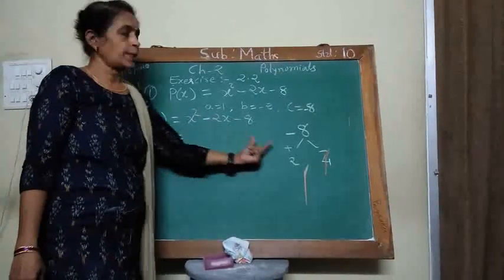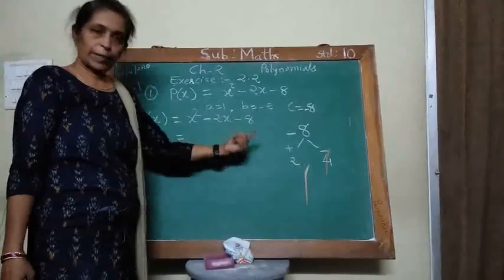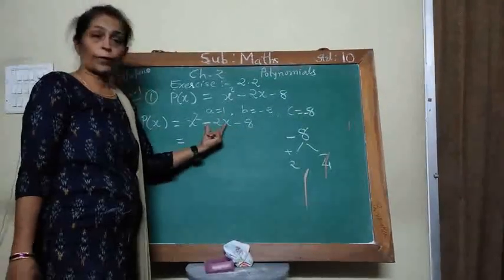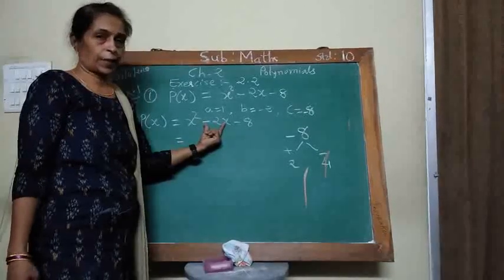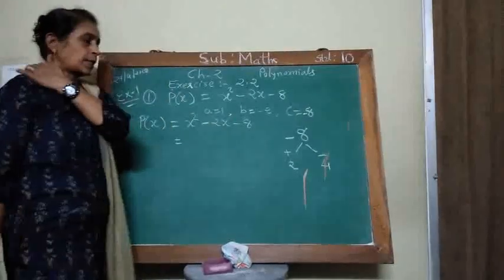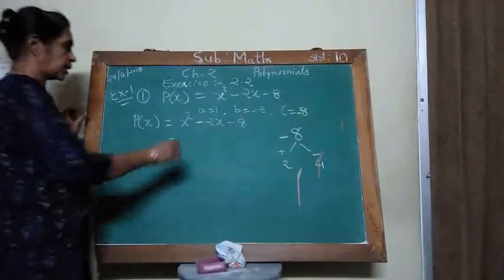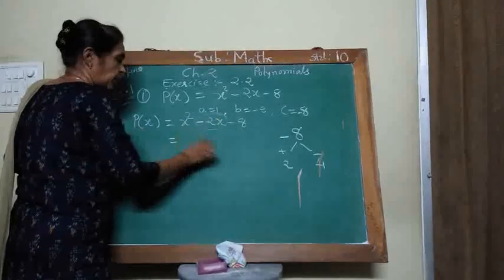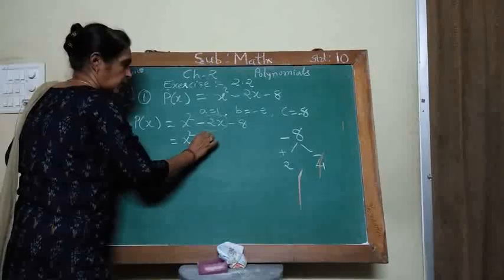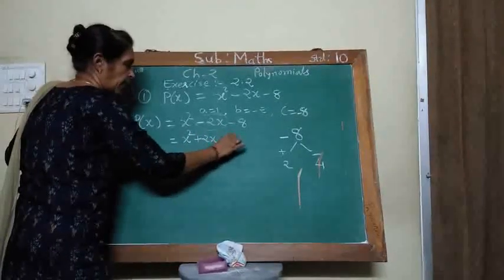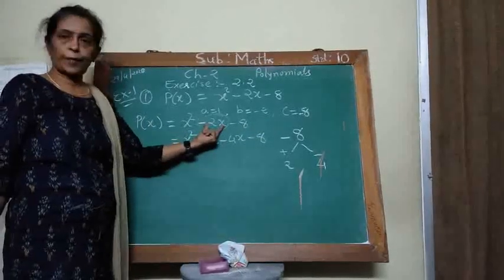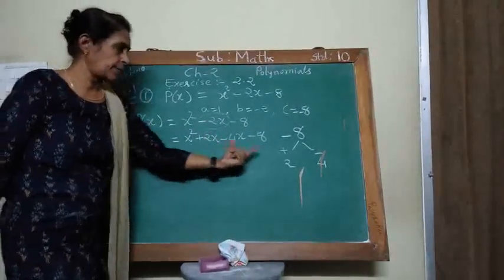So both conditions are satisfied. 8 and 1 is also there; 8 into minus 1 is minus 8, but we don't get minus by addition or subtraction. So be careful: 4 and 2 give 8, minus 4 plus 2 is minus 2, the middle term. So I replace minus 2x by taking these 2 terms: x square plus 2x minus 4x minus 8.